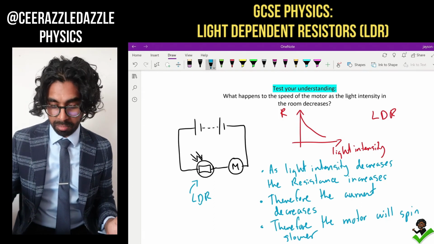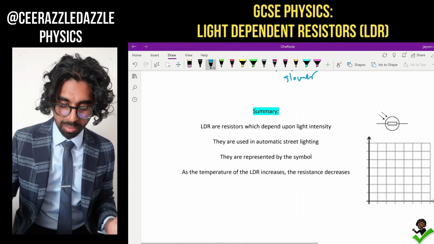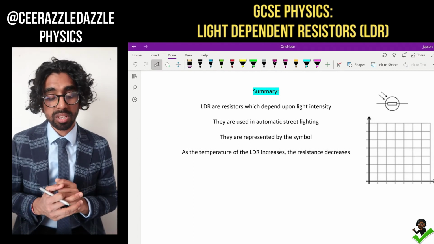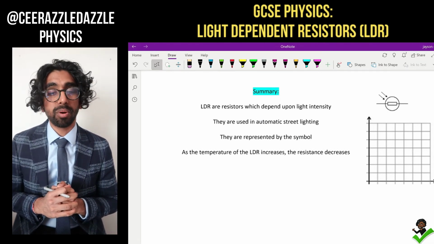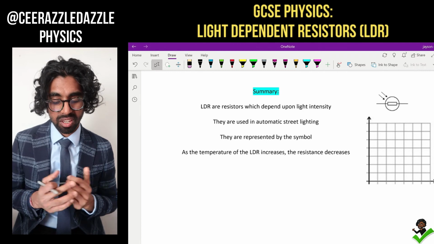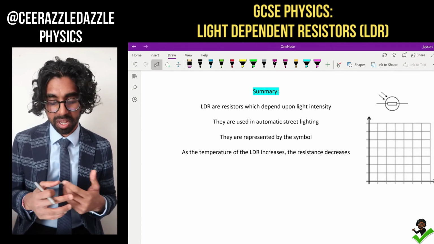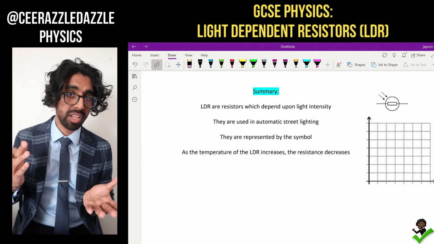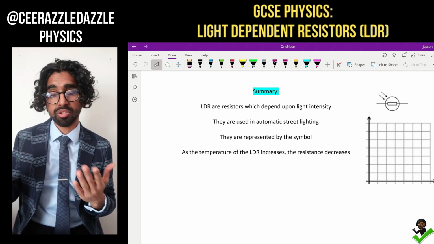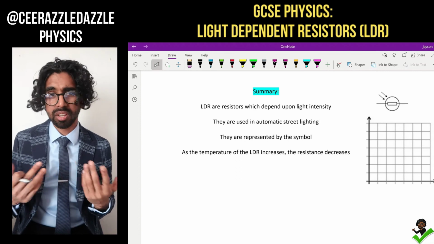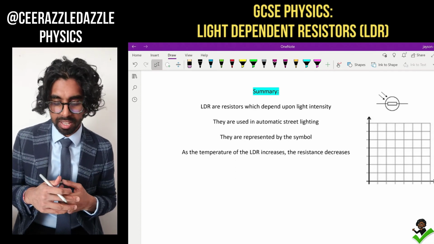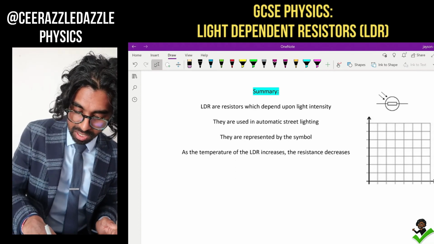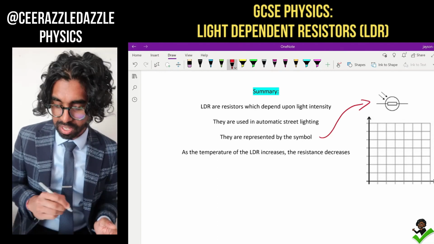Actually, no, I think we're on the summary. So, summary. LDRs are resistors which depend upon the light intensity. They are used in many different concepts, but mainly for automatic street lighting. Why? Because as it changes from day to night, the electrical circuits change automatically. No one's there to turn a switch off and on. They are represented by the symbol, this one over here.